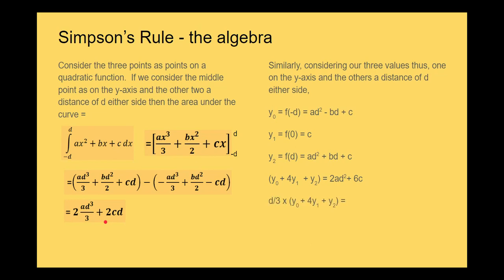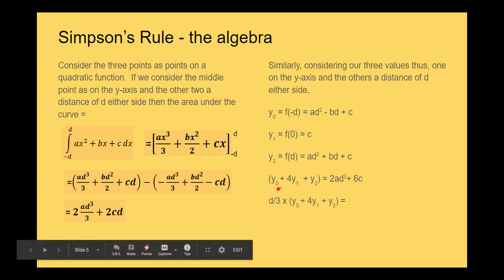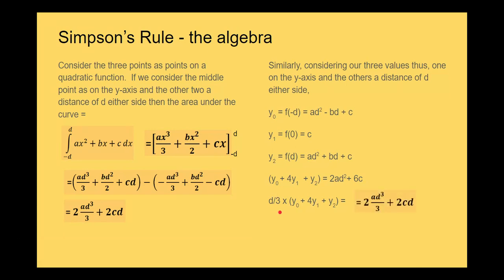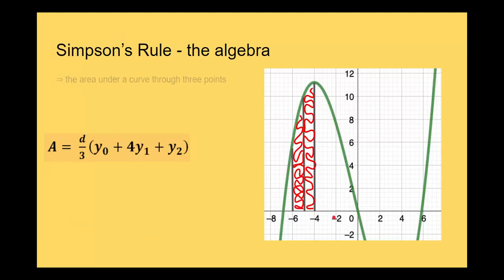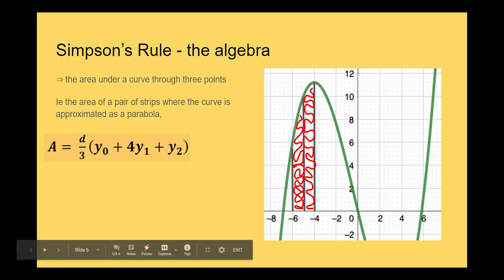Now, if we multiply this line by d by 3, then what we actually get is exactly the same as our integral. So we've got it in terms of our strip width and y values. So we found the area under a curve through the 3 points, where the area under a parabola is given by this equation.